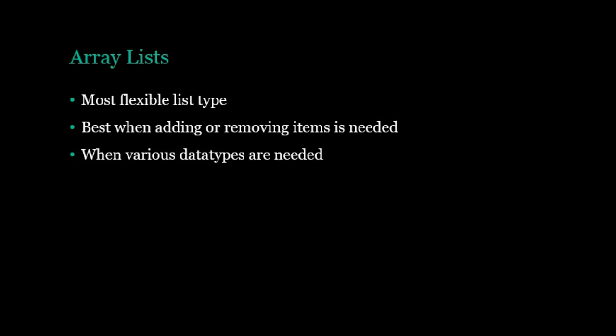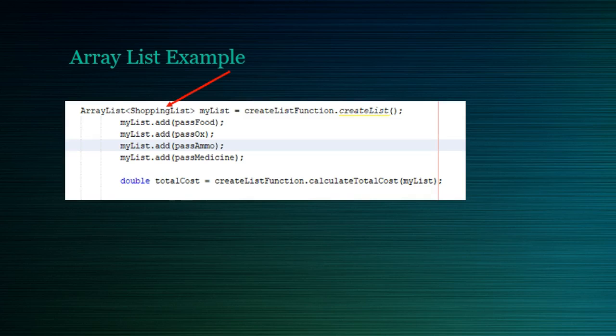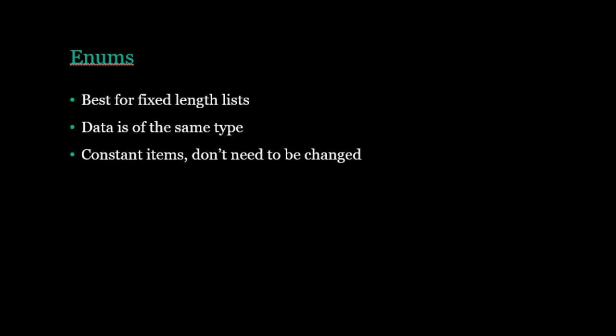An array list is the most flexible type. It is best for when adding or removing items as needed, and if you need to use different data types. Our shopping list array is an array list. It's designated with greater than and less than symbols. Here, an instance of the array list is created called myList, and values are passed into it.